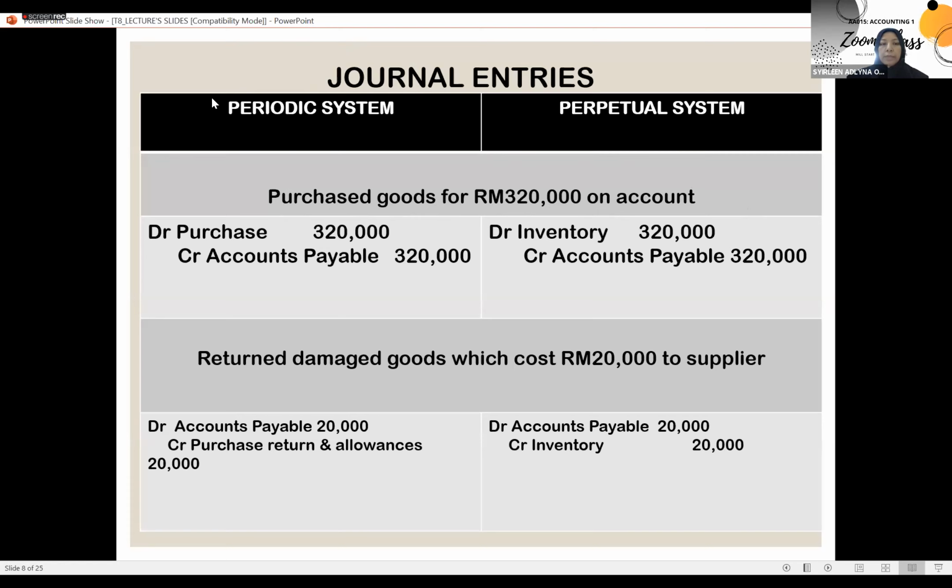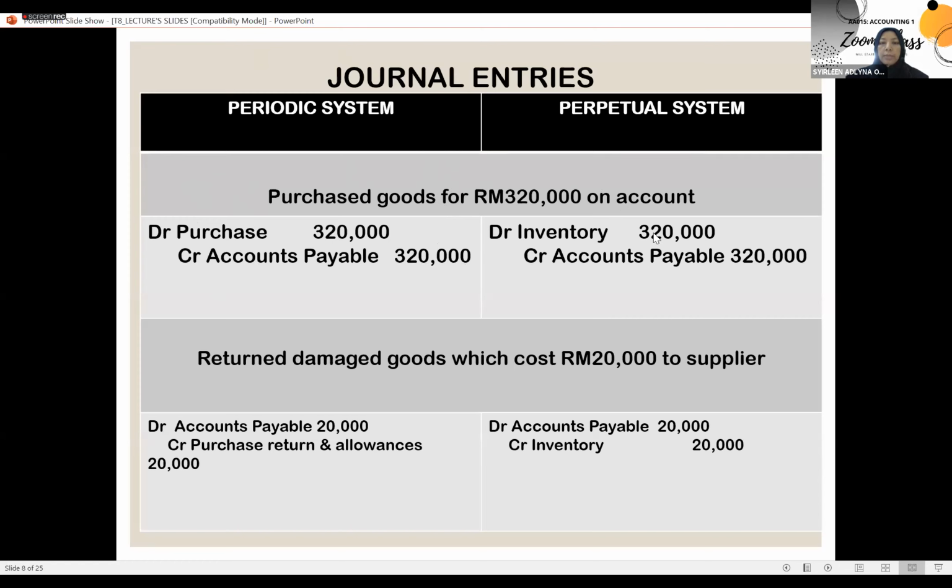Okay, so yang biasa kita buat adalah catatan di sebelah sini. Okay, you nampak kan? Yang biasa kita buat dalam topic 3, bila kita ada belian merchandise on credit, kita akan debit purchase 320,000 and kita akan credit accounts payable with the same amount. Okay, this is to record the purchase of merchandise. Okay, ini the normal entry yang you buat dalam topik 3.